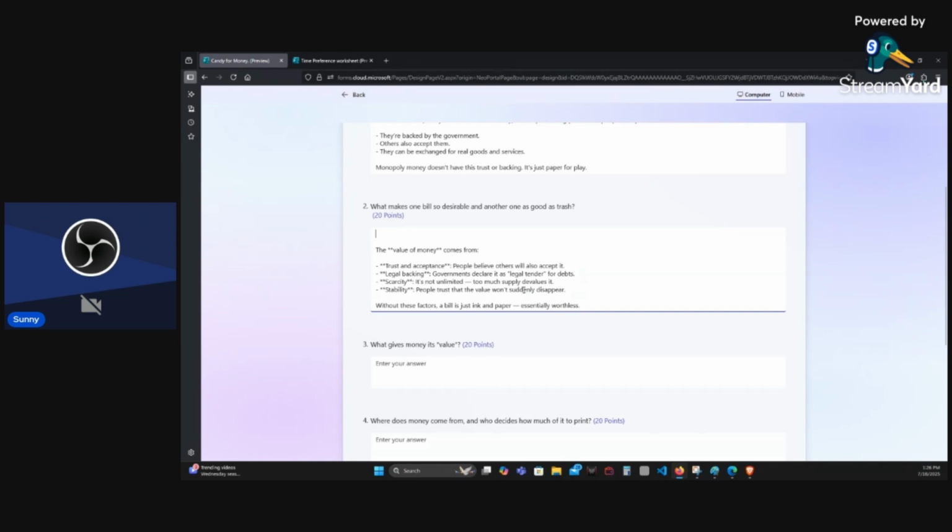So this is what makes one so desirable. And the monopoly money, it's not legal tender. It's not going to be accepted by other stores. It's not scarce. Anyone can go ahead and print it out. You can never tell the difference between one monopoly money and the other. And it has no stability at all.